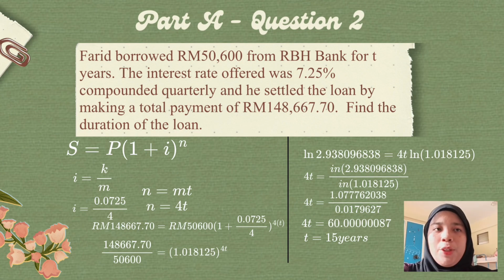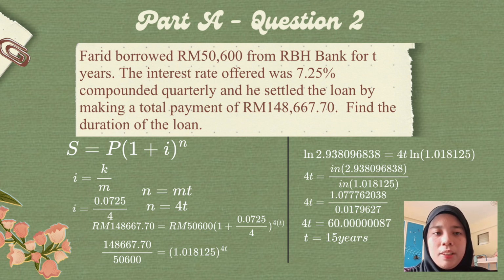Alright, for this question, we use the compound interest formula, which is S equals P times (1 + i) to the power of n. First, I find the interest per period. The yearly rate is 7.25% and it's compounded 4 times a year. So I divide 0.0725 by 4 and I get 0.018125. Next, the number of periods is 40 because there are 4 quarters in 1 year and we need to find that for 10 years. Now, I put everything into the formula.